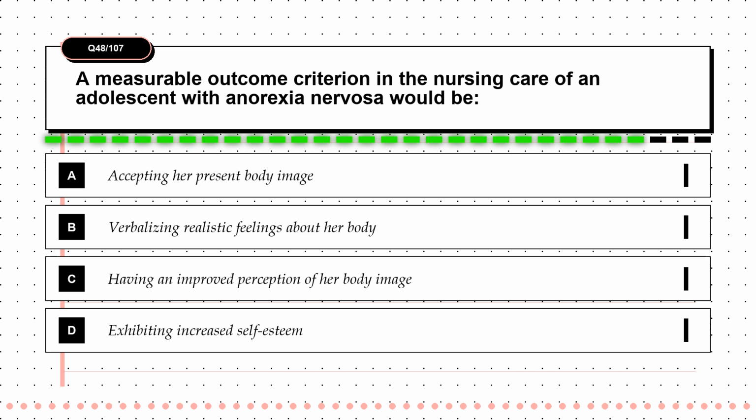Question 48. A measurable outcome criterion in the nursing care of an adolescent with anorexia nervosa would be, here are the options. Option A, accepting her present body image. Option B, verbalizing realistic feelings about her body. Option C, having an improved perception of her body image. Option D, exhibiting increased self-esteem.